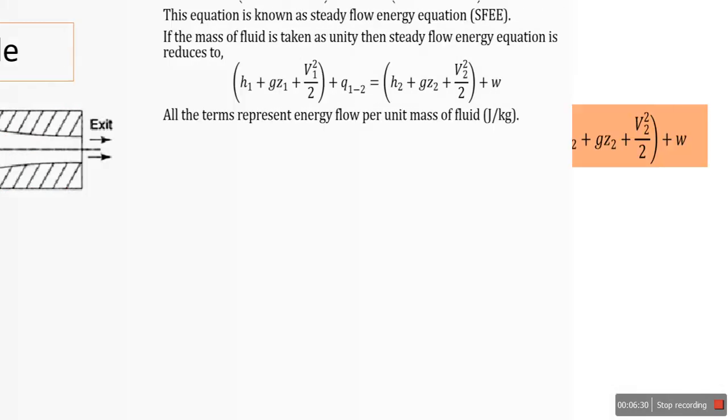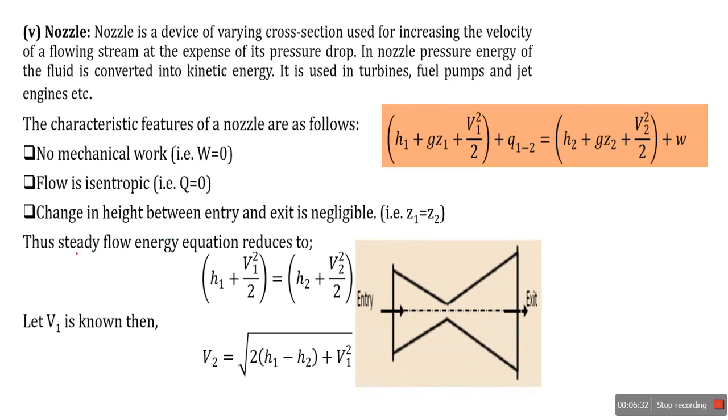So the nozzle is a device of varying cross section whose role is to drop the pressure and increase the velocity. There is no mechanical work, W is 0, the flow is isentropic, so Q is 0. The change in height between entry and exit is negligible, so Z1 equals Z2.